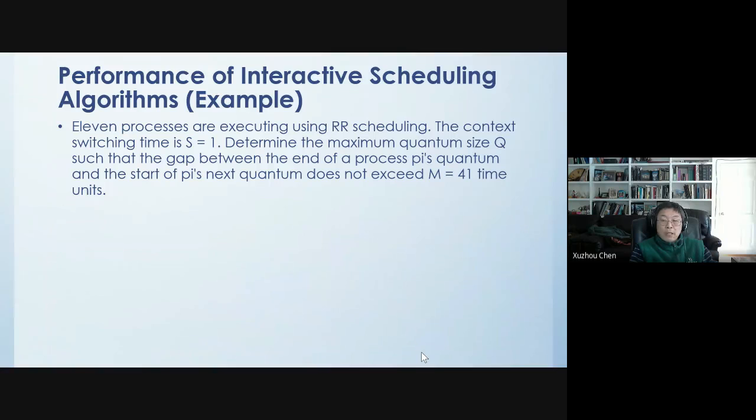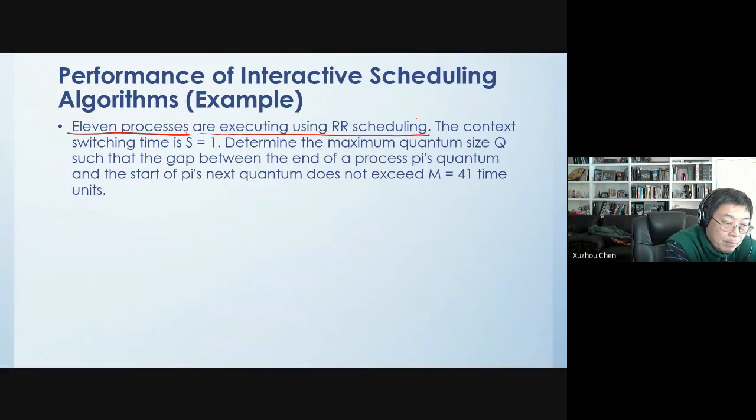Now let's take a look at an example. I just pulled this example from one of the exercises in the textbook. Let's suppose that we have 11 processes executing using round robin scheduling. Okay. So the context switching time is 1. So S is 1, the context switching time.